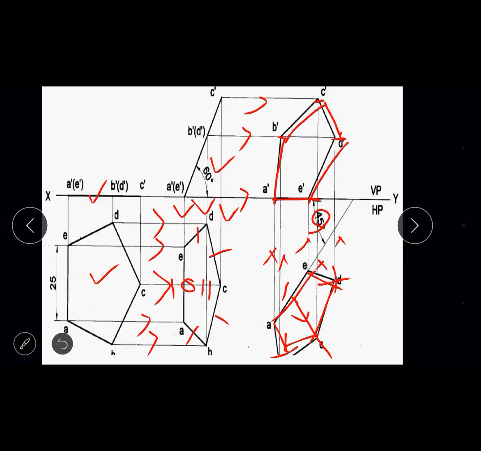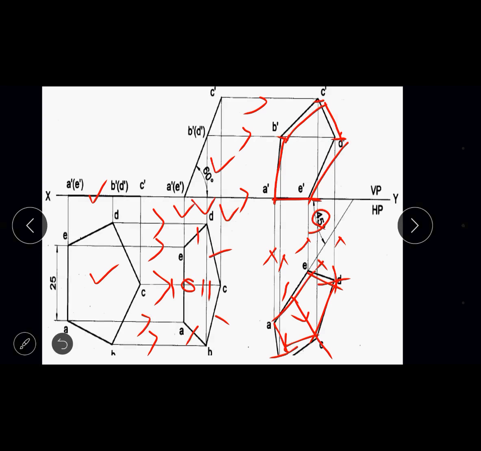So the last part of the figure, that is the front view of the third step, is very easy and simple. You have to just draw the projection lines from the corresponding views, and you can easily get it. So there is no difficulty in getting the last view of the problem. Hope you have understood this.